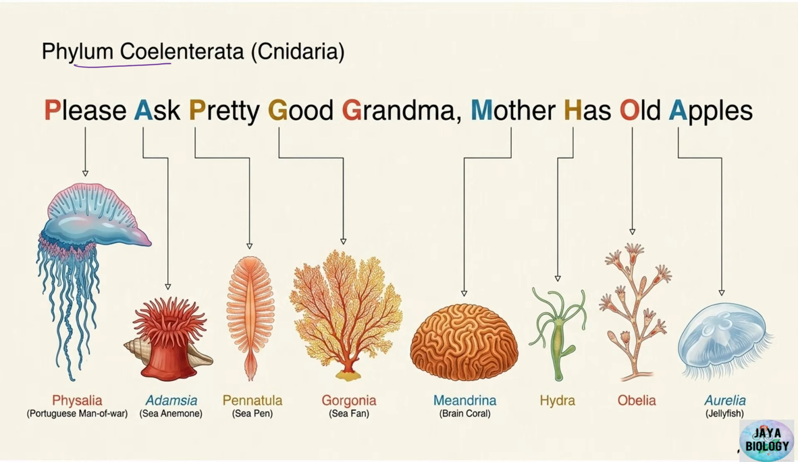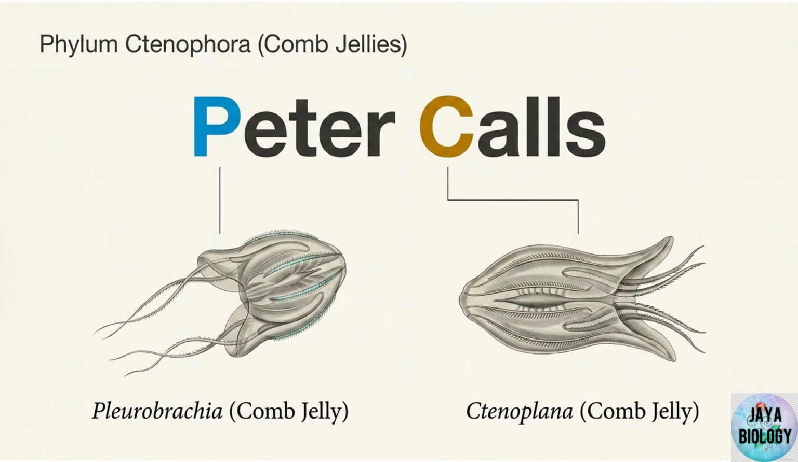Then for phylum Coelenterata, please ask pretty good grandma, mother has old apples. Physalia, Portuguese man of war, Adamsia, sea anemone, Pennatula, sea pen, Gorgonia, sea fan, Meandrina, brain coral, Hydra, Aurelia, jellyfish. Then phylum Ctenophora, Peter calls, Pleurobrachia and Ctenoplana, comb jellies.